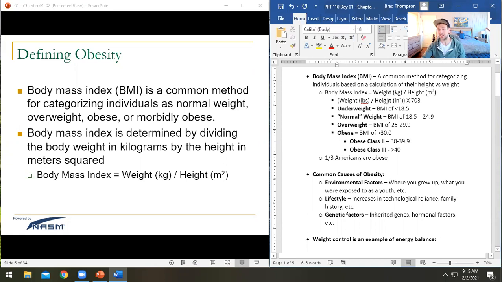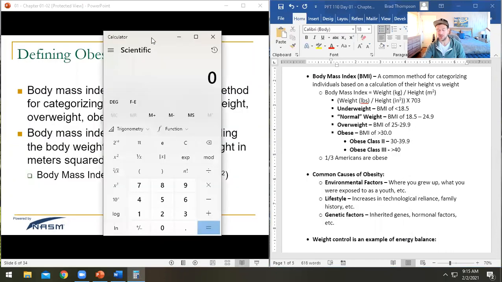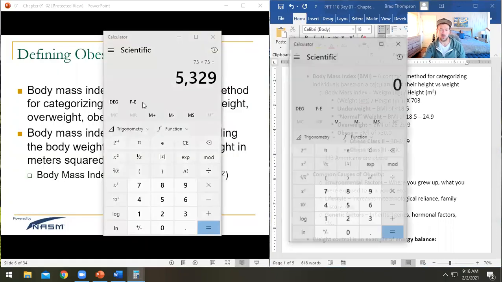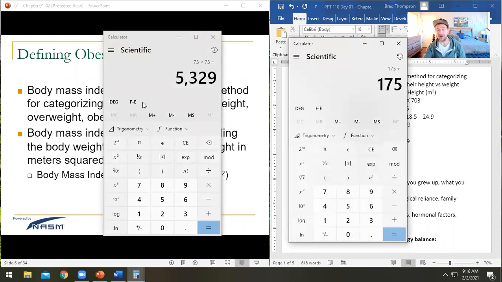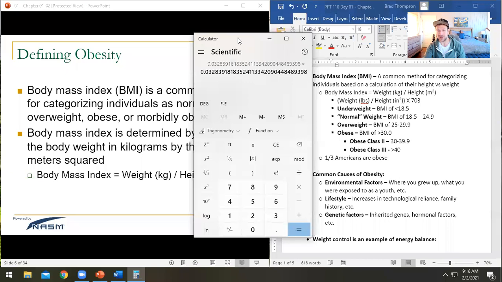I know that seems really surprising, but it comes out to a really weird number. So if I go 175 divided by 73 times 73, so that's going to be 175 divided by 5,329. It gives you this weird super small number. But you multiply that whole thing by 703, and guess what? It actually comes out to exactly what your BMI is.